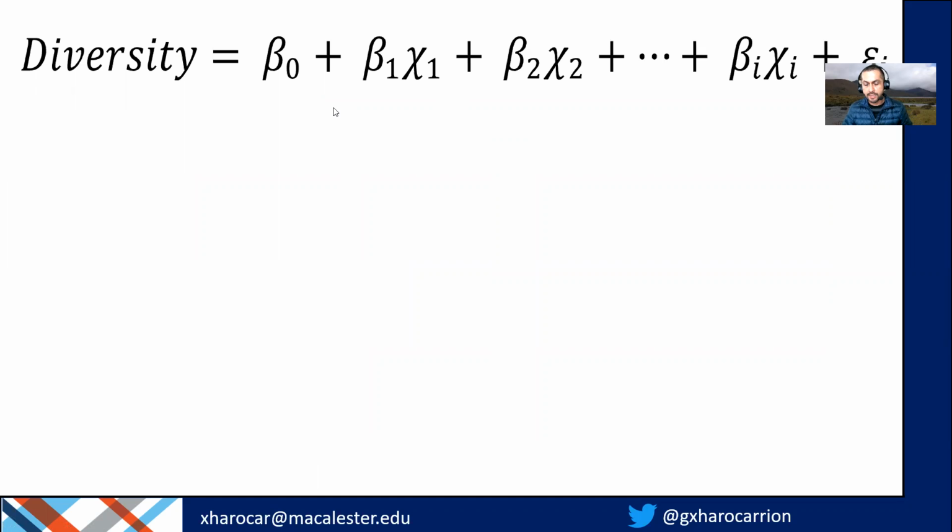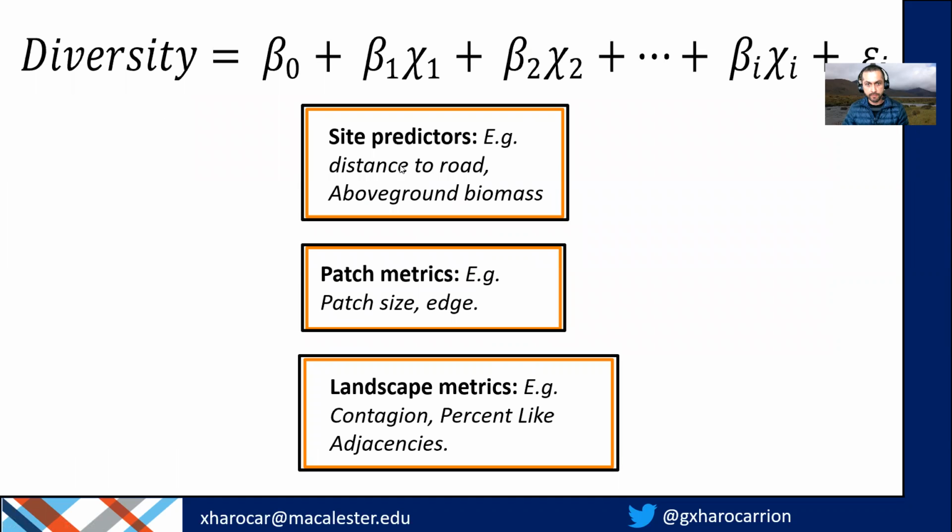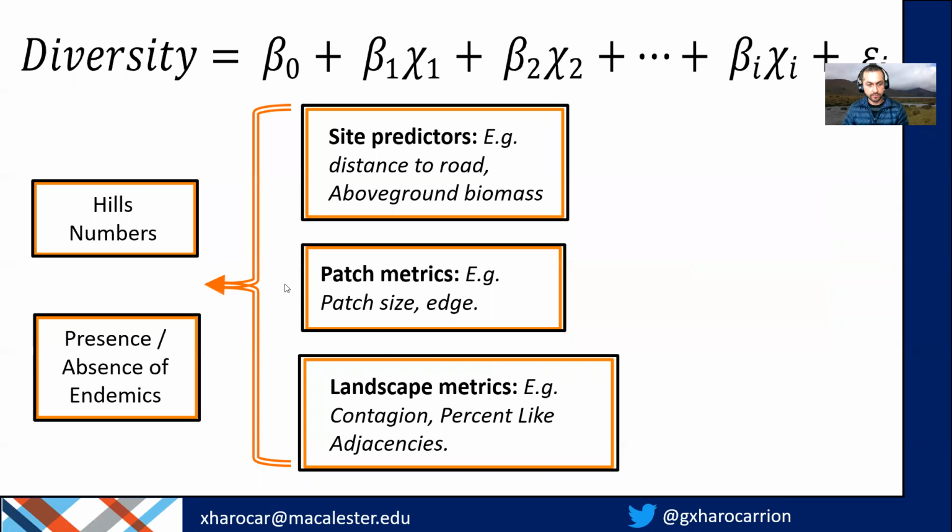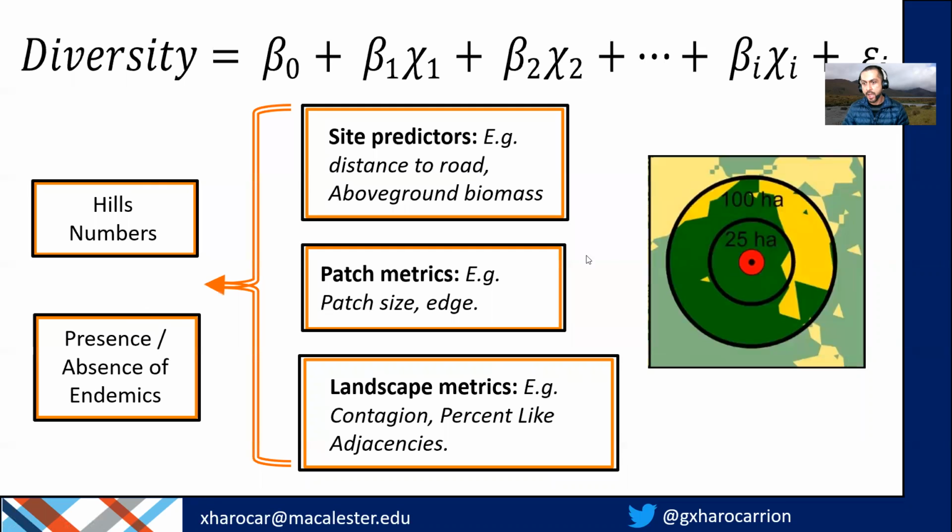What I'm currently working on is trying to see how the landscape configurations that I can derive from the land cover classification can explain tree diversity. In other words, based on the map that I've developed and published, I'm developing some site predictors, patch metrics, and landscape metrics to see how those affect diversity. I'm using Hill numbers for overall tree diversity and also the presence-absence of endemic species. I'm calculating all these indices in buffers around all the sampling sites where I estimated tree diversity.